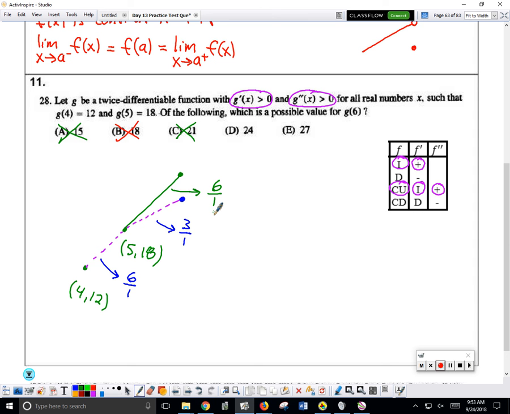Questions? So the only one that works is 27. At 27, the secant slope becomes 9. Now the secants are increasing. Follow up on this one. Cool?